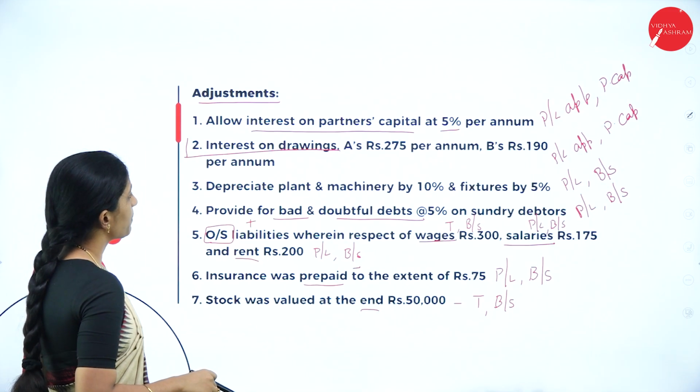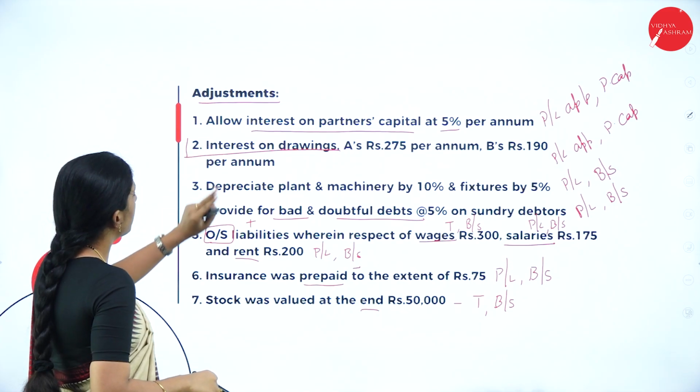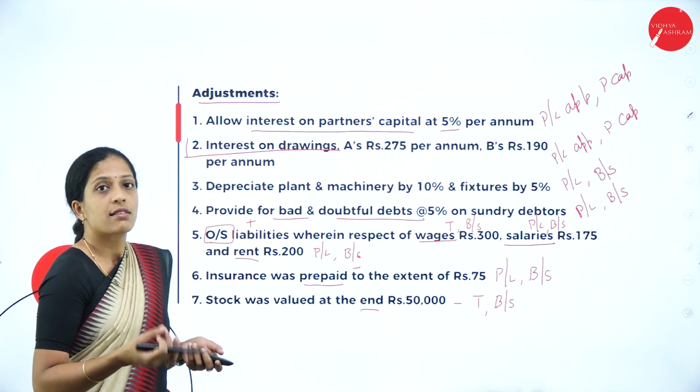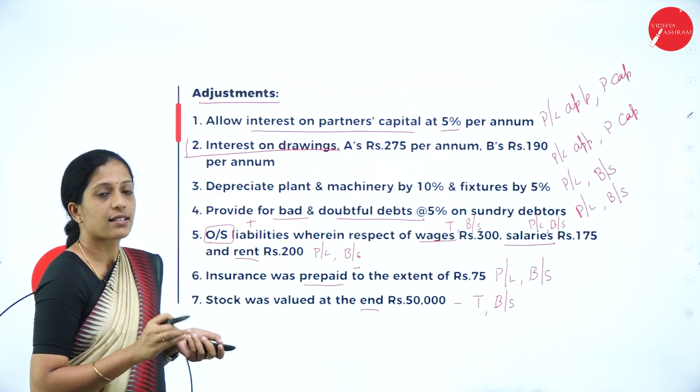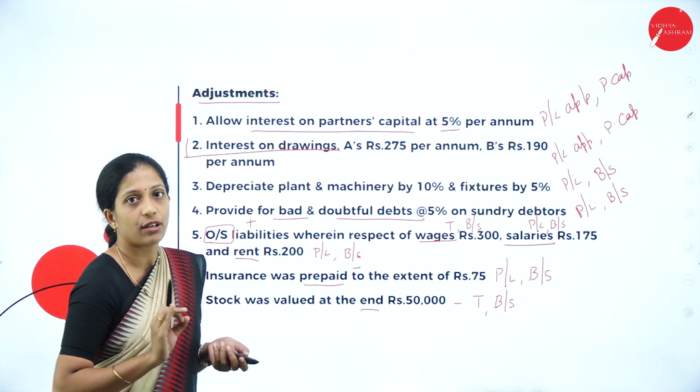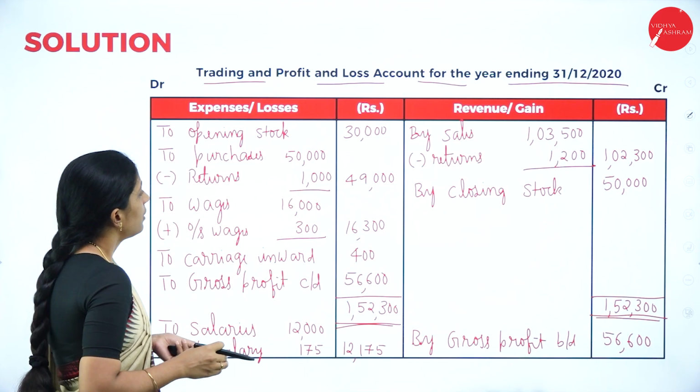Next, let us see whether they have given individual salary or commission of the partners. Now go through your adjustments. They have given interest on capital and interest on drawings. We don't have particularly salary as well as commission of the partners. But in the trial balance, they have given salary. So that is salary of the firm, not that of partners. So now we are done with this.